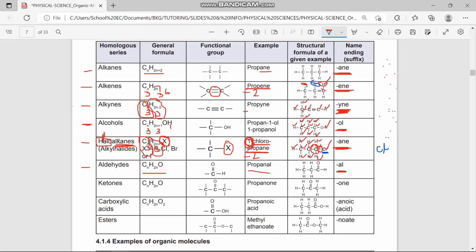The other important thing that you should know is that, going back to the example, which is propanol. What I was going to say about that, I just forgot right now. Okay, no problem. Let me make a few examples.